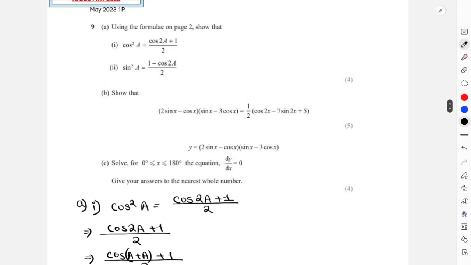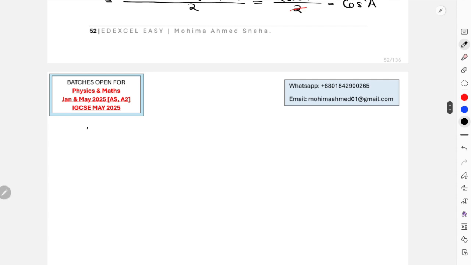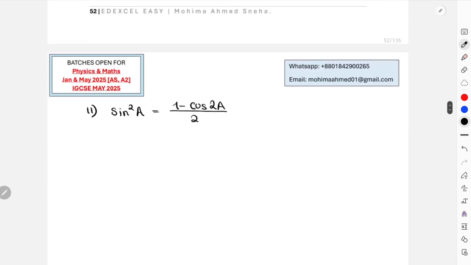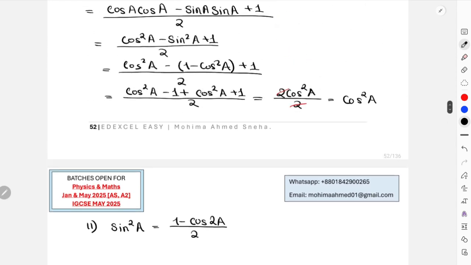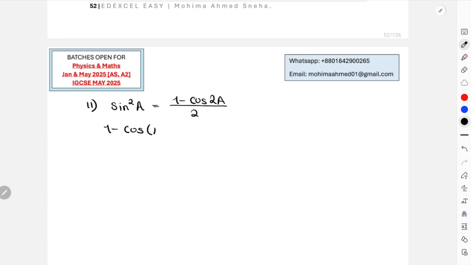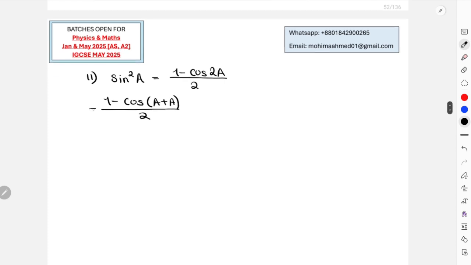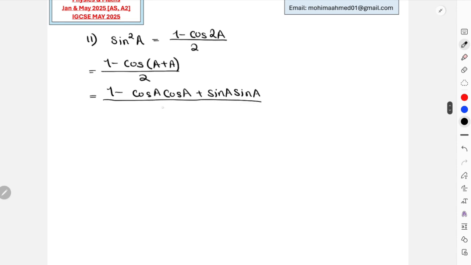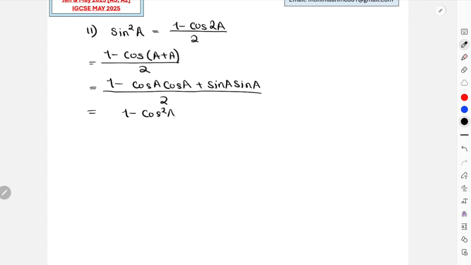After this, for part A2, you have sine square a is 1 minus cos 2a over 2. So for part 2 again, sine square a is 1 minus cos 2a over 2. Similarly, I will start working with the same procedure. 1 minus cos 2a, we'll start with the cos 2a parts. So it will be 1 minus cos a plus a over 2, and then again you have 1 minus cos a cos a minus sine a sine a, right? This was in front of a minus, so this would be positive this time, divided by 2. So this time I have 1 minus cos square a plus sine square a divided by 2. This itself creates sine square a, right? Because sine square a plus cos square a equals 1.